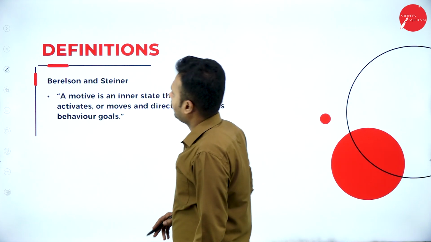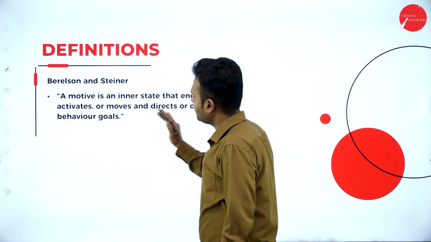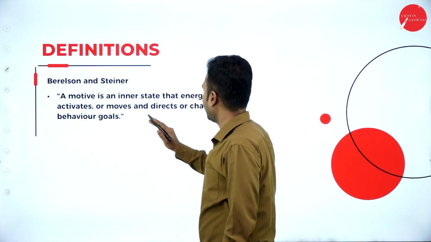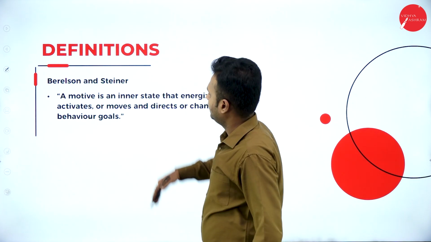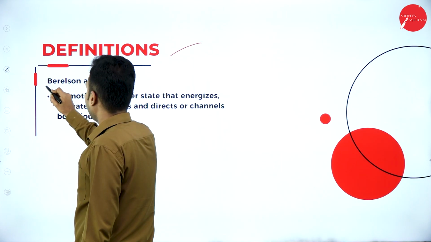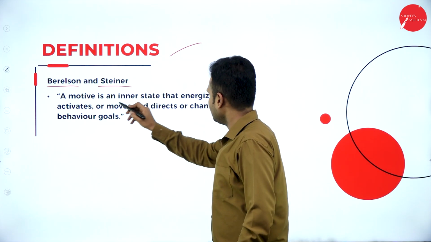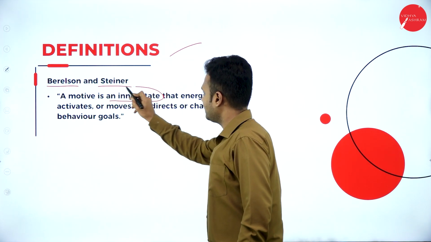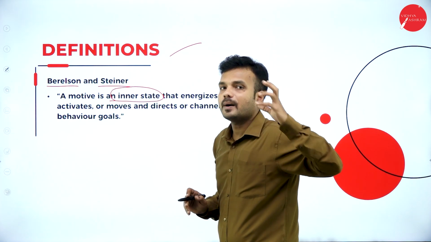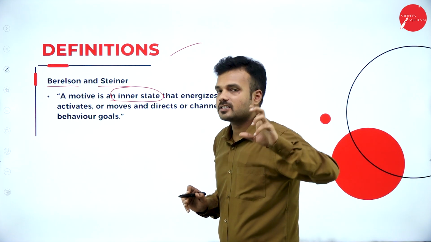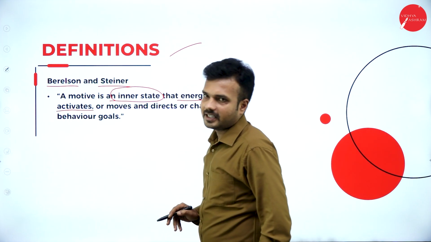Definition of motivation. According to Burleson and Steiner, a motive is an inner state that energizes actions, or moves and directs or channels behavior towards goals. So a motivation is an inner state. As I said, a motivation is an inner or internal perception. It is a psychological perception in the minds of the individuals that energizes activities.